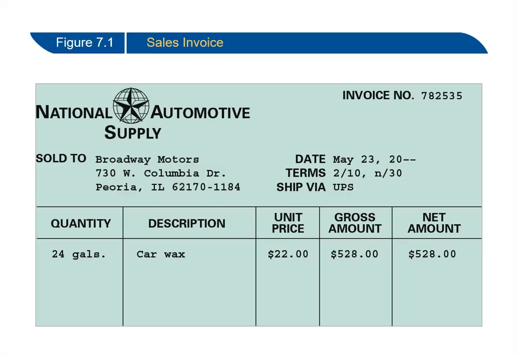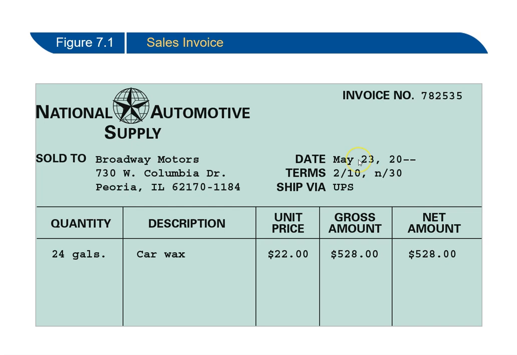So let's take a look at an example invoice here. So here we have an invoice from National Automotive Supply. The invoice is to Broadway Motors. And there are some interesting things here that we're going to learn this week. And it really focuses on terms of payment. So let's take a look at these, the dates, the terms, and then our gross and net amount.